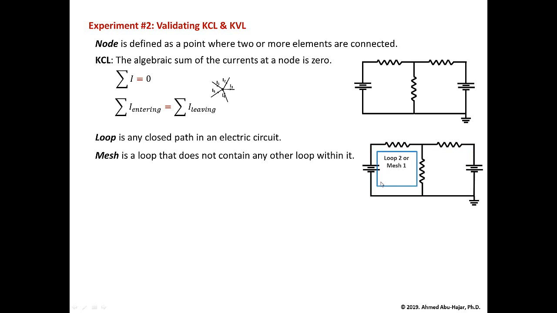For example, this is the second loop, which is the first mesh, because this loop doesn't contain any other loop within it. The big loop has mesh number 1 within it. So loop number 1 is not a mesh, loop number 2 is a mesh. There is another mesh, which is loop number 3, which is this loop. That's also a mesh, so we can call it mesh 2.